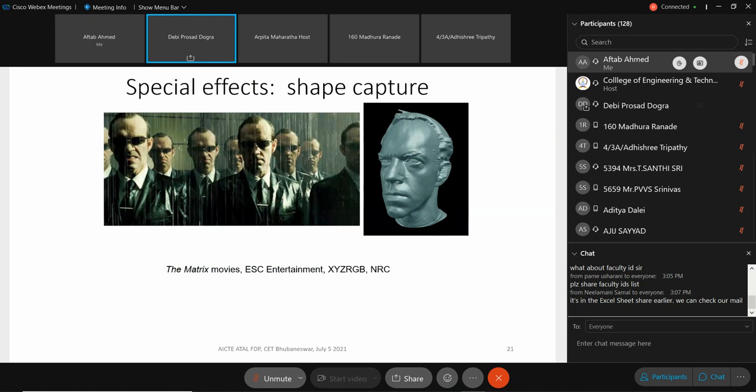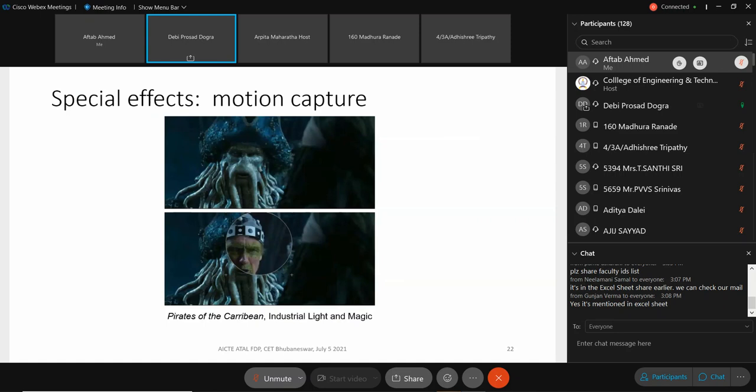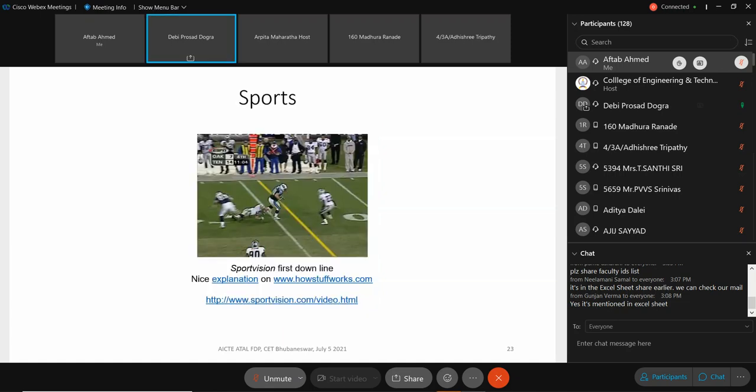And special effects, we have already seen these things, starting from movies like Matrix to all these motion pictures. We take help of computer vision and 3D animations to enhance the visual experience. And sports, particularly for sports analysis, we can do it. I'll show you some examples toward the end.